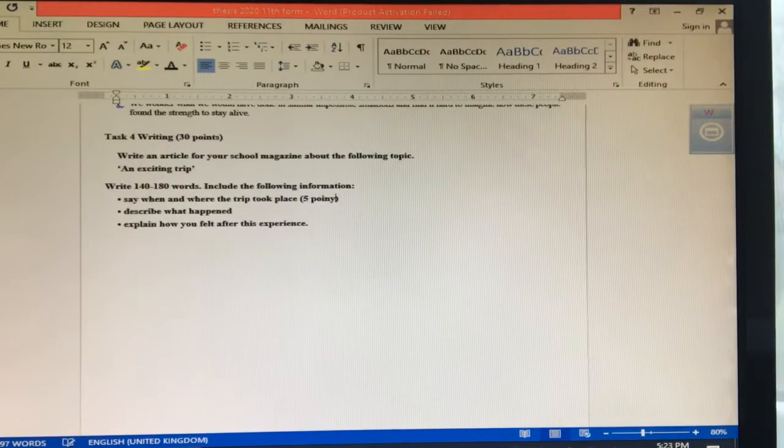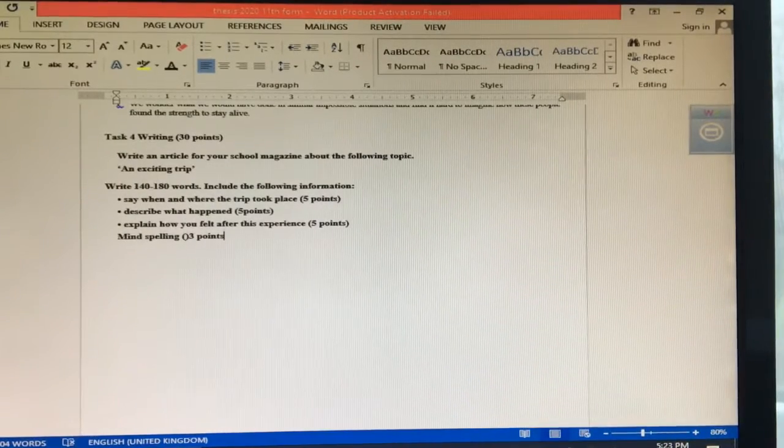For describe what happened, the students have also 5 points, because we have to also give them points for grammar and for spelling. And you can also write here mind spelling, which for spelling we have 3 points.